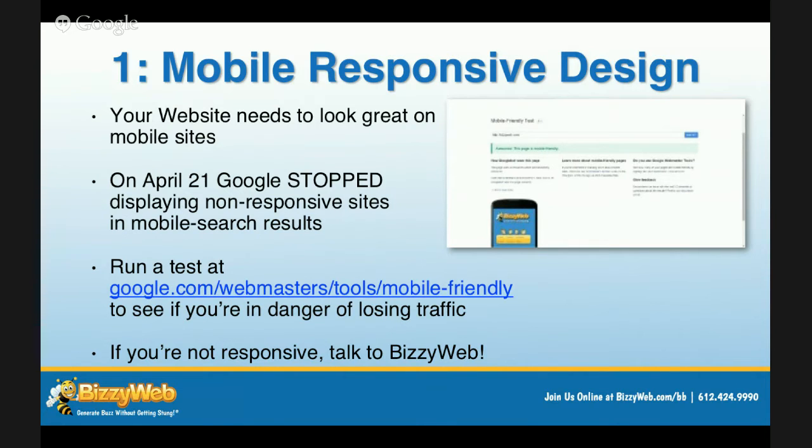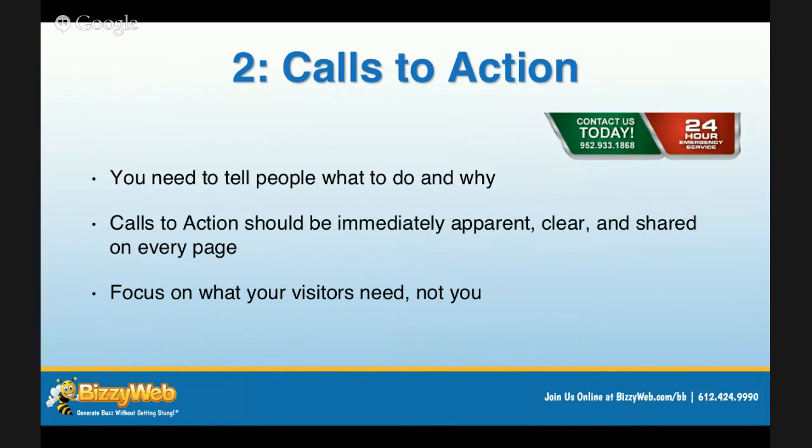Number 2, calls to action. You need to tell people on your website what you're expecting them to do. And especially you need to do that when people are searching. So every page of your website should have a relevant call to action within the immediate line of sight, what they call above the fold on the website, for both mobile and desktop versions. Tell people what you expect them to do and why they should take that step.